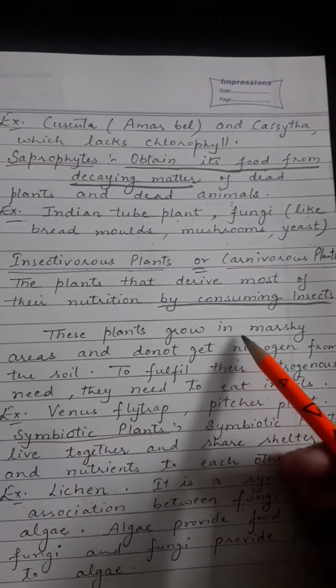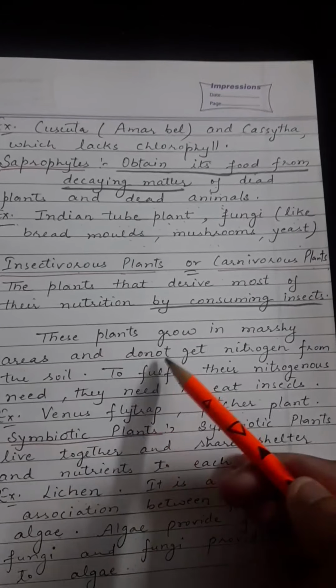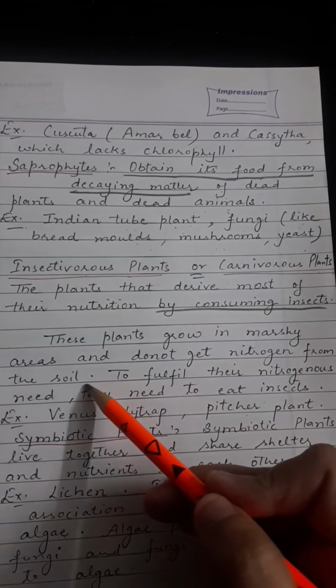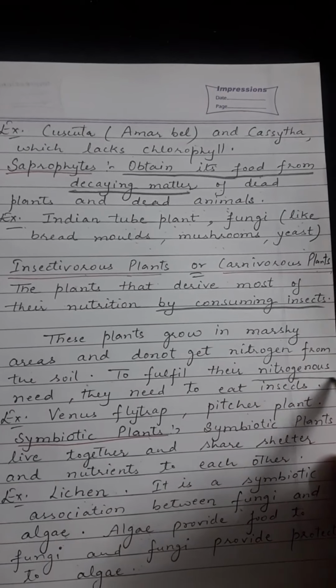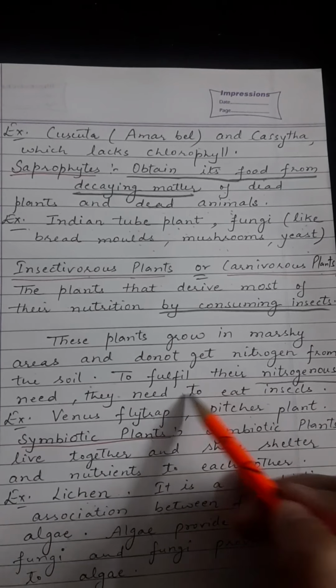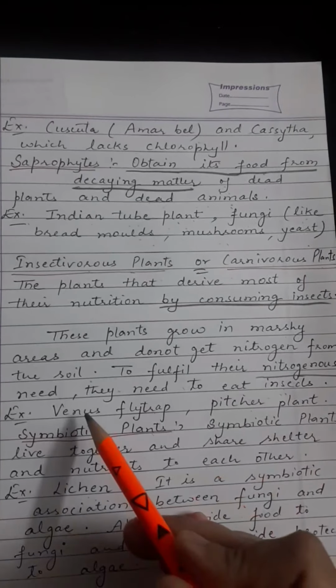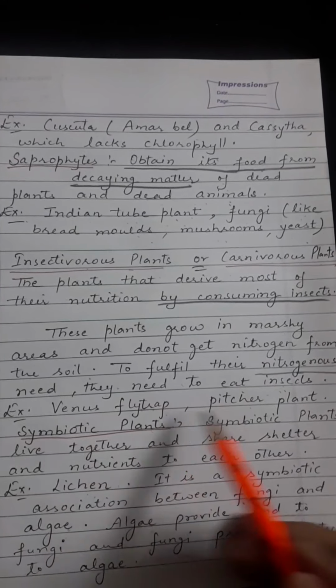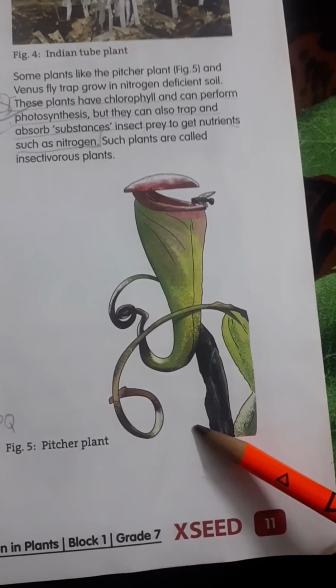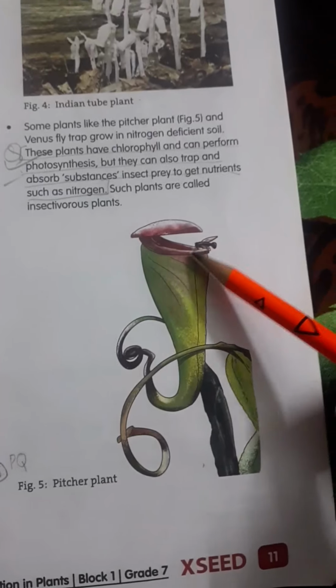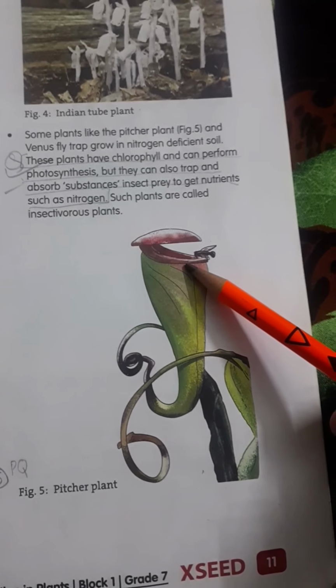These plants grow in marshy areas and do not get nitrogen from the soil. To fulfill their nitrogenous needs, they need to eat insects. That's why they eat insects. For example, Venus flytrap and pitcher plant, right? This is the pitcher plant. Okay, they eat the insects like this.